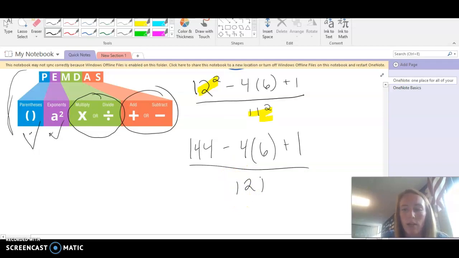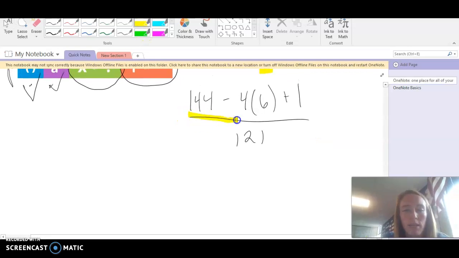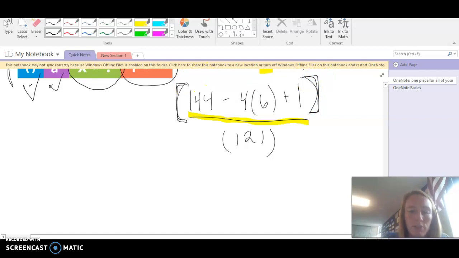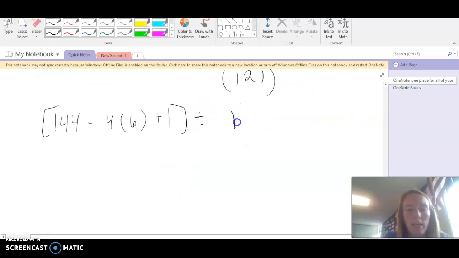All right, so I can go ahead and move forward, scroll down. Next, I know that this bar here means division, right? So I'm going to go ahead and group these numbers because I'm taking this whole top and I'm dividing it by the whole bottom. So these should probably just be brackets since I already have a parentheses in here. And I'm going to rewrite it. So I have 144 minus 4 in parentheses 6 plus 1 in the bracket, and then divided by 121. I could keep it in parentheses or I could take it away. Either way works.